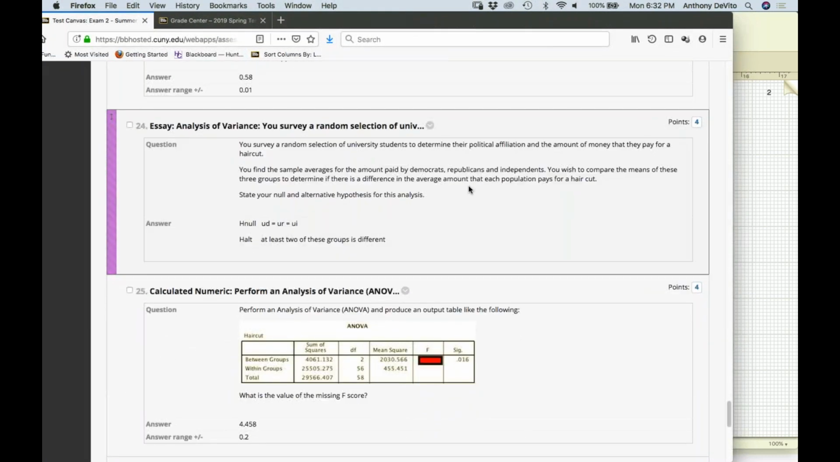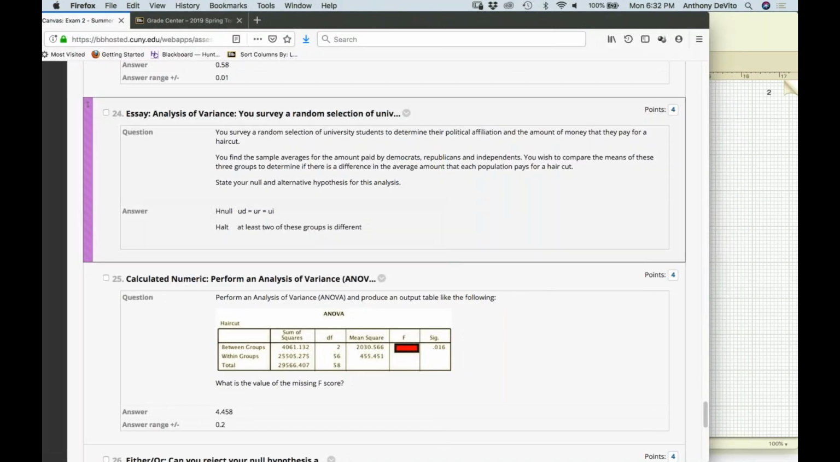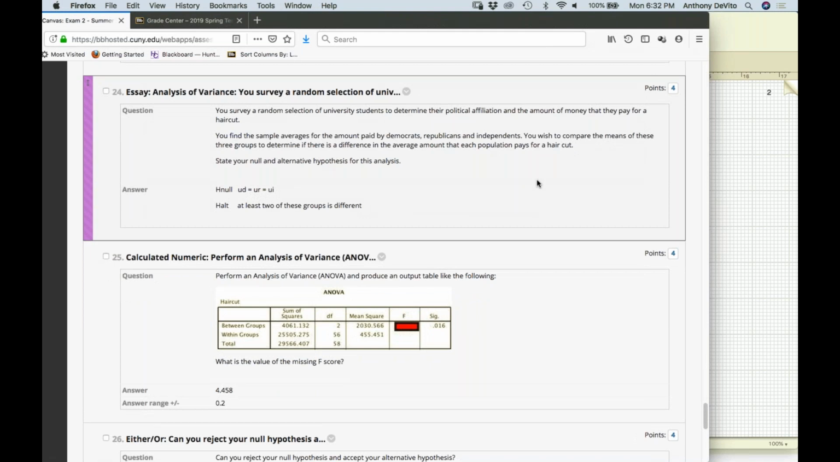Randomly survey university students on their political affiliation, and find sample averages for the amount paid by Democrats, Republicans, and Independents. You wish to compare the means of these three groups to determine if there is a difference in the average amount that each population pays for a haircut. So now we're comparing the means of three groups. We have three independent samples: a sample of Republicans, Democrats, and independents. We wind up with 3 X bars, and we want to determine whether the actual populations themselves are different.